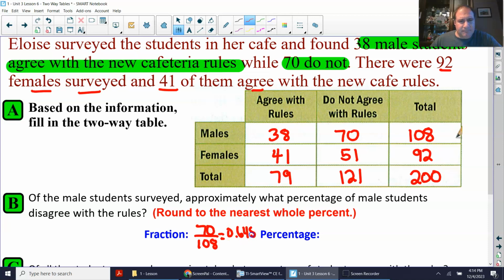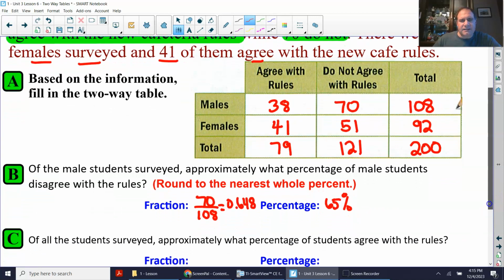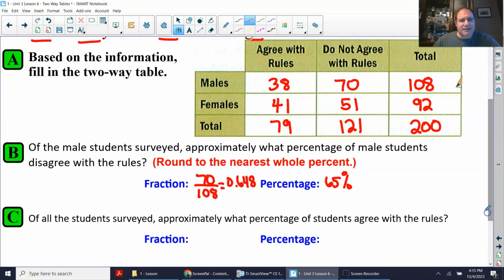.648, a little bit better. And that is 65%. Move that decimal over 2 places to the right, and you get 64.8%, and that rounds to 65%.